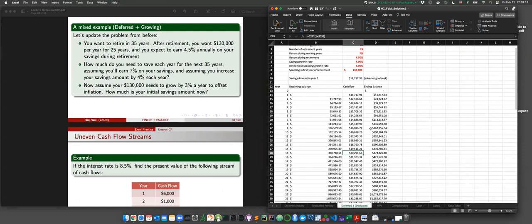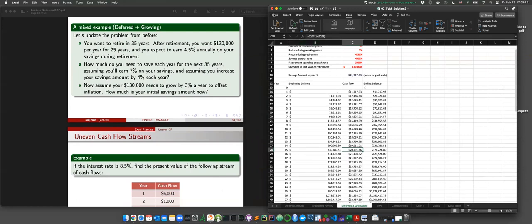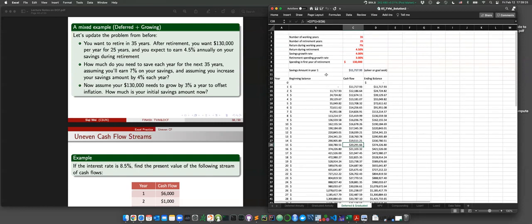Pause the video for a second and think about the context of this problem, and try to make the distinction between this example and the previous example. I'll give you a few seconds.